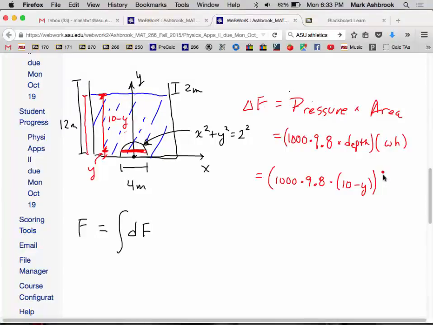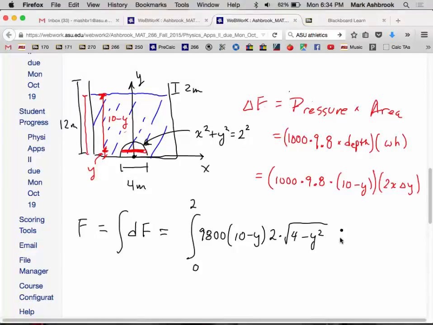Okay, width is 2x again, right? It's that whole thing from there to there, 2x. Height, delta y. And we'll just plug that in the next step here. So it's going to be the integral from, so all our layers go from what to what? 0 to 2. 0 here to y equals 2 at the top. 9,800, 10 minus y, 2, okay, what's x? Radical 4 minus y squared, dy.